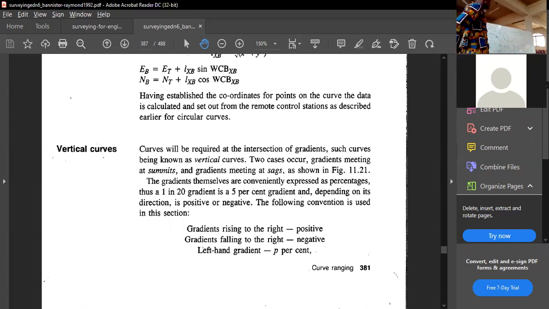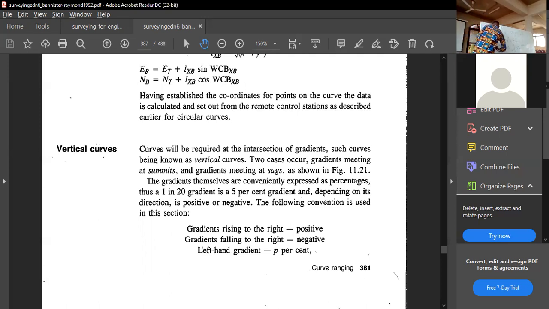All right. Please, I hope we are quite clear on this one. The slope, the gradient, is what we are referring to here as this ratio. Gradients that are rising to the right are positive. So if I go like that, from your left to your right, that's a positive gradient. And the left hand gradient is represented by P in this class.